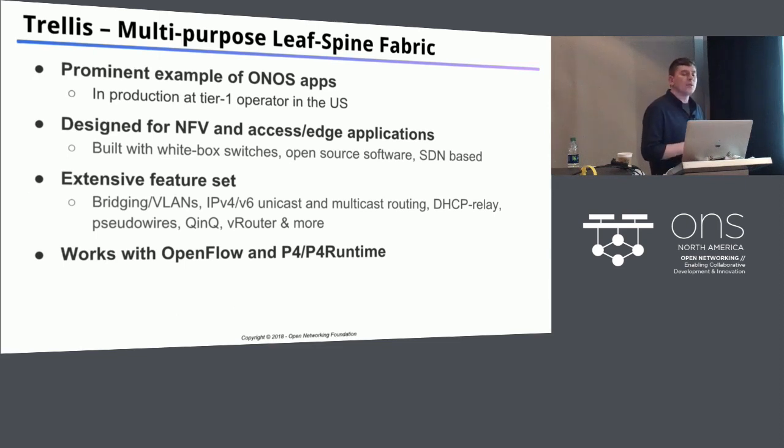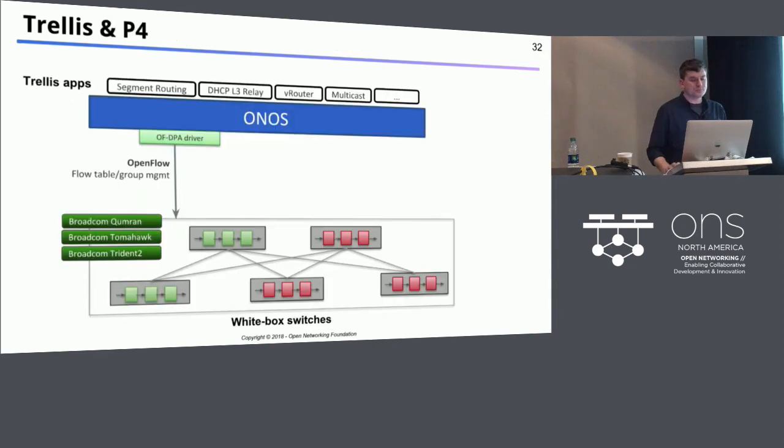It provides a number of standard fabric features like bridging, VLANs, IPv4, v6, unicast and multicast, DHCP relay, pseudowires, Q&Q, vRouter, and more. It was originally designed to work with OpenFlow and Broadcom Silicon, and today it supports P4 and P4 Runtime. And I want to tell you how we added support for this.